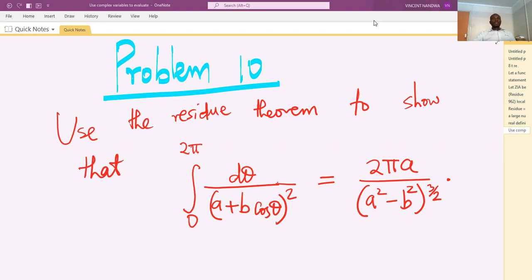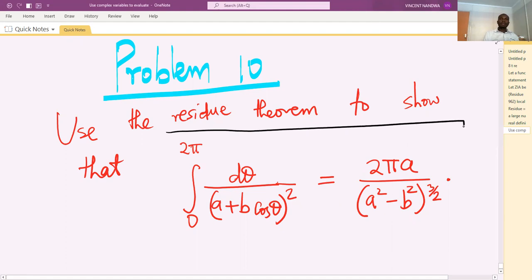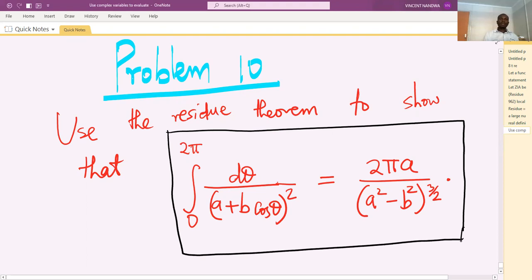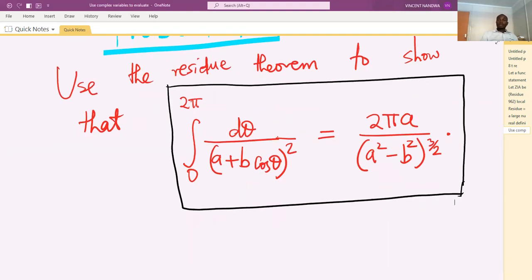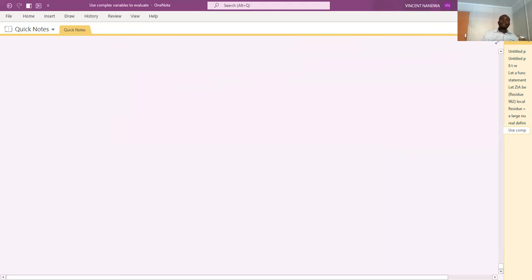So use the residue theorem to show that this given integral is given by 2 pi a divided by (a squared minus b squared) raised to the power 3/2. So let's quickly go through the solution.